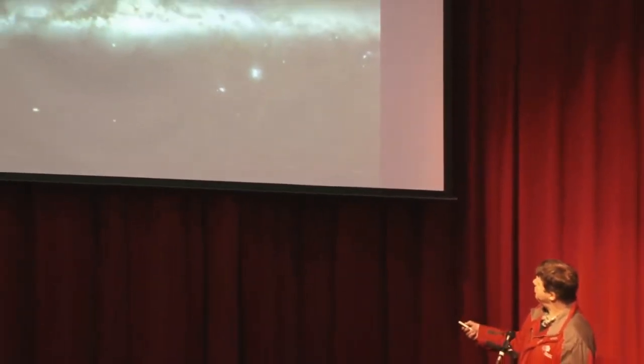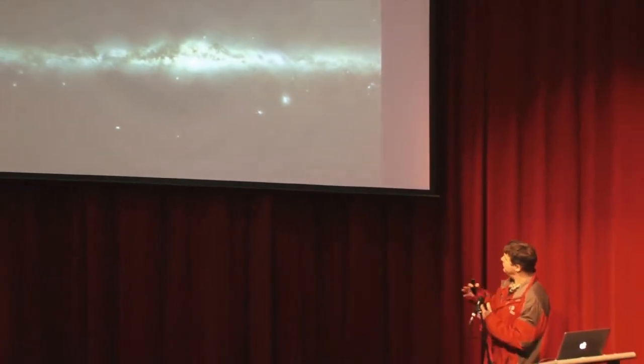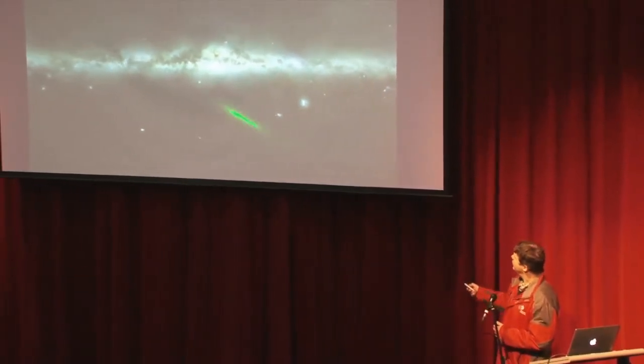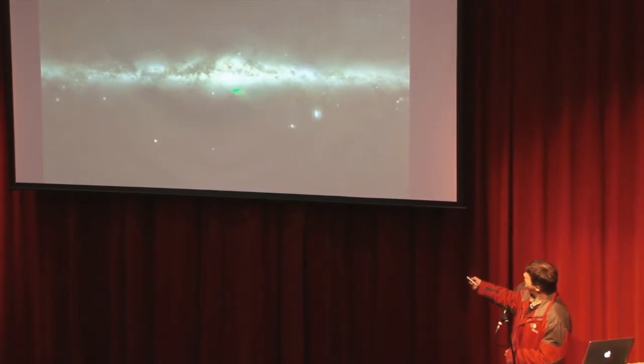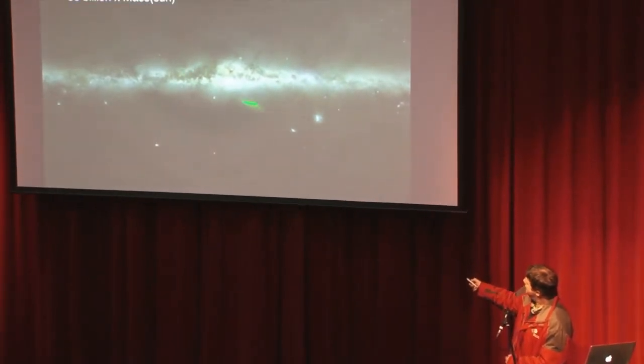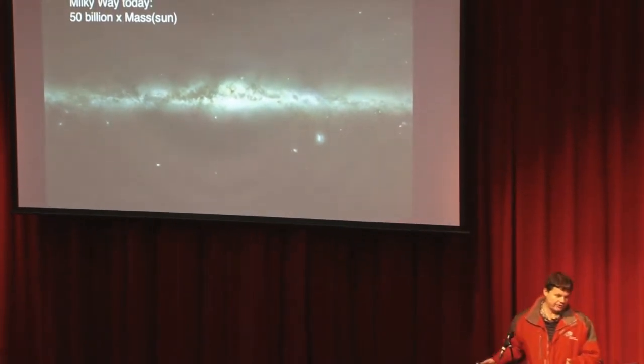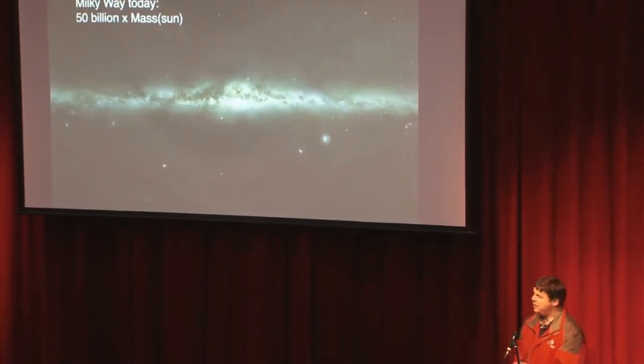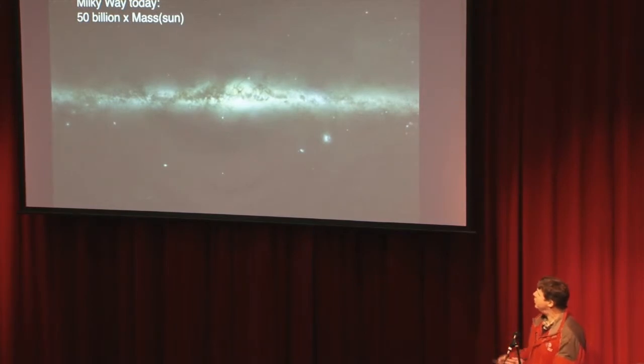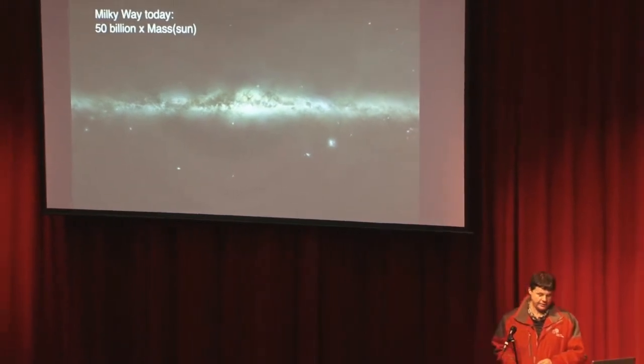You're familiar with the band of the Milky Way? The reason it looks like a band is because we're inside it. We're in this disk of this galaxy looking back towards the center. And you can just see the lights of the center peeking over the bottom here, peeking over these dusty regions in between. So our galaxy has a mass about 50 billion times the mass of the Sun in total. So that's a very large number.